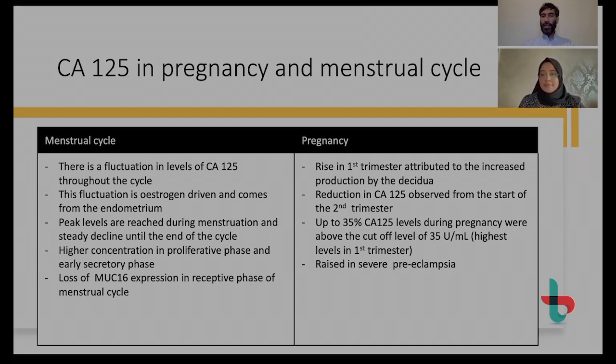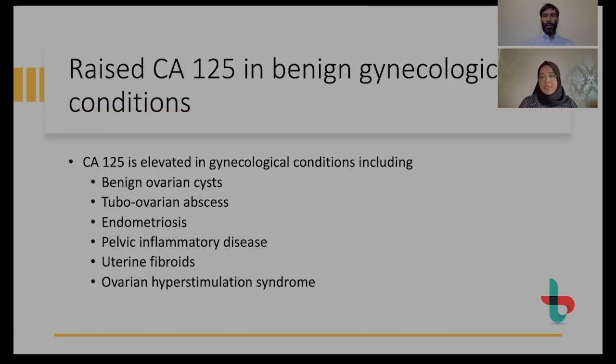Oh, that's quite interesting that we have raised CA125 in the first trimester because it's coming from the placenta. We have got raised CA125 if someone develops severe preeclampsia, most probably due to inflammatory insult, and also during the first phase of the menstrual cycle we have got raised CA125, and during the secretory phase, we have got a downregulation of MUC16 in order to prepare the uterus, if conception has occurred, to accept the fertilized egg.